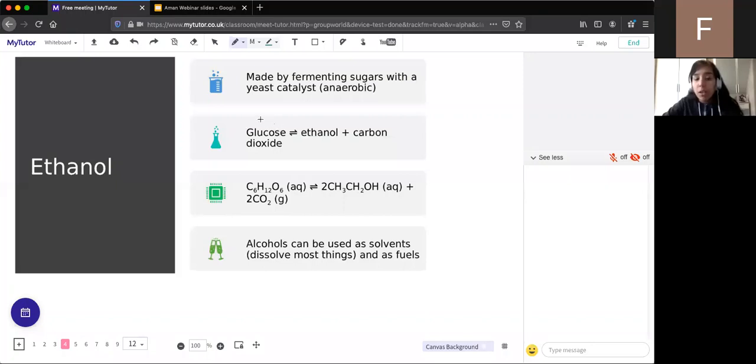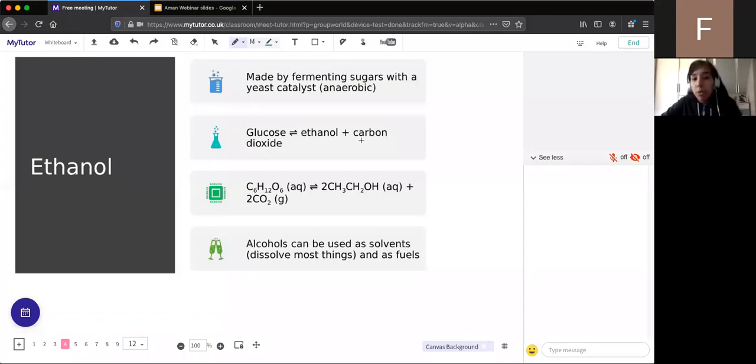So we're mixing glucose with a yeast catalyst, and over a long period of time, usually over a couple of days, ethanol and carbon dioxide are produced. What's really important is that when they are produced, in your products you will still have some yeast catalyst in there, because remember, the yeast catalyst isn't just going to disappear. And yeast tends to be a solid. So what we can do is filter that out, and that will leave us with ethanol.